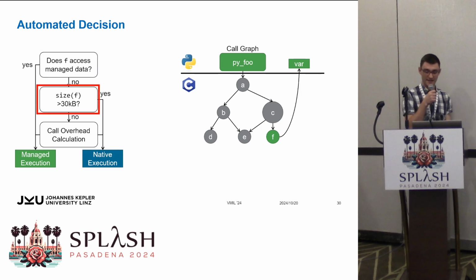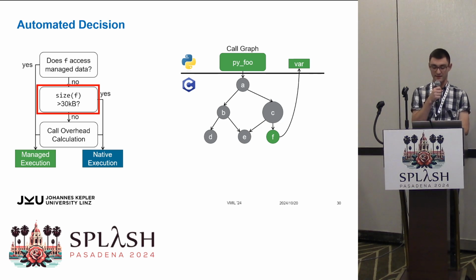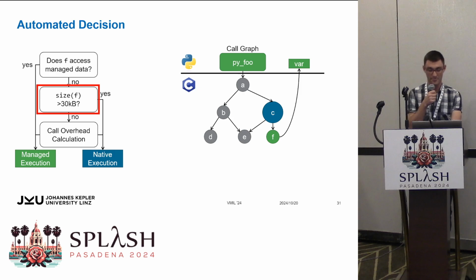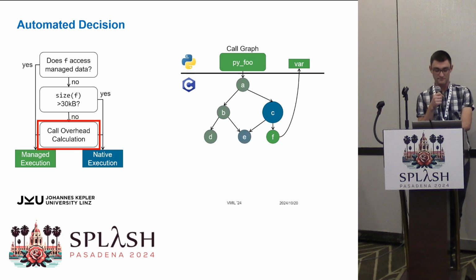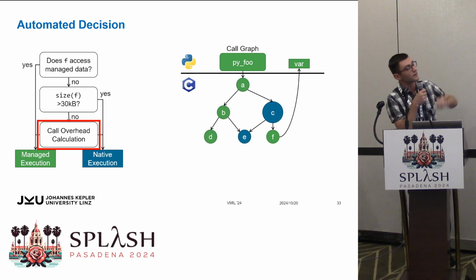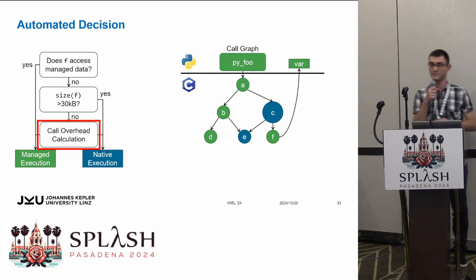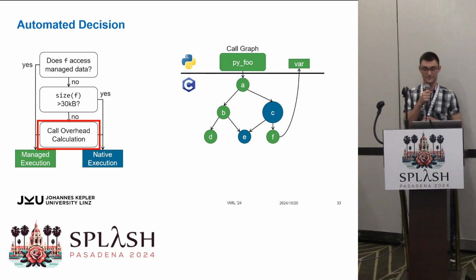Then we can check the size of functions. The function C is a large function here. Therefore, we mark C for native execution. And then we do the call overhead calculation. I haven't drawn the call frequencies here, but we just assume that this is the result in this case.